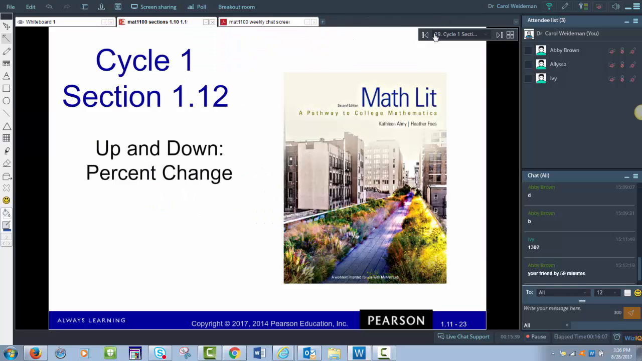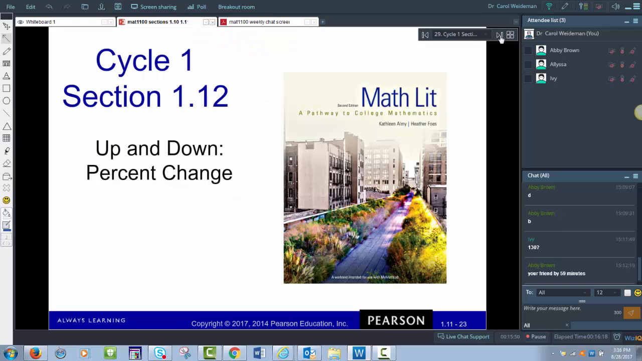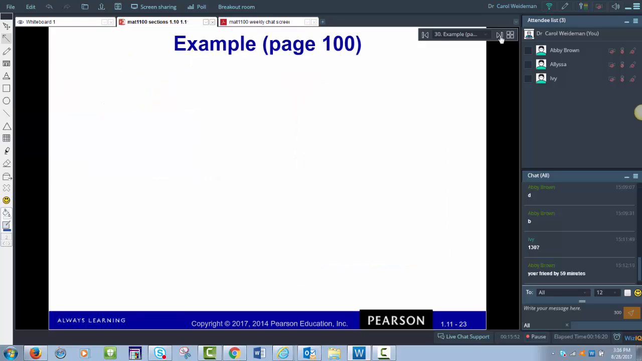Let's see if I have another one. Okay, that was it for conversions. They're not too difficult. It's the multiply or divide that you're really going to have to think about. Do I multiply or do I divide? All right, and then our last section is percent change.